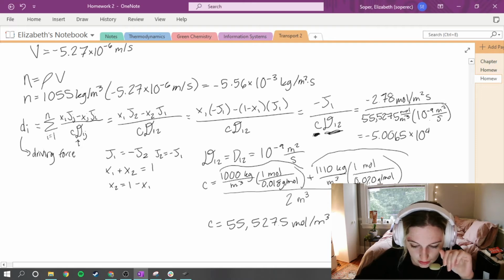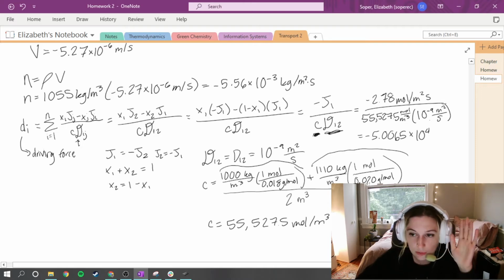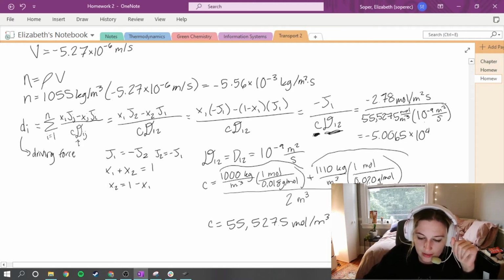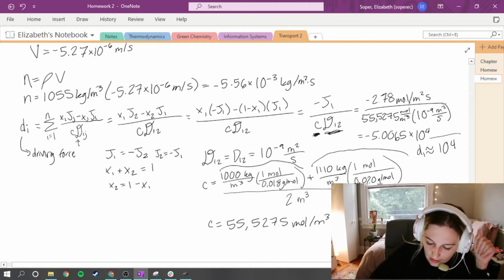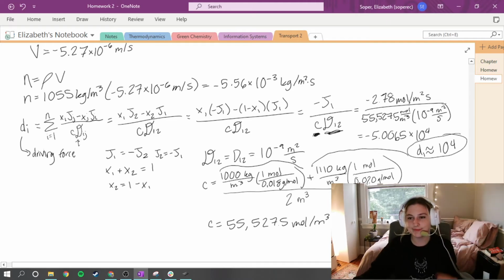And since we're looking for the magnitude estimate, we can say that the driving force magnitude estimate is 10 to the 4th. So that is the answer for part 2.